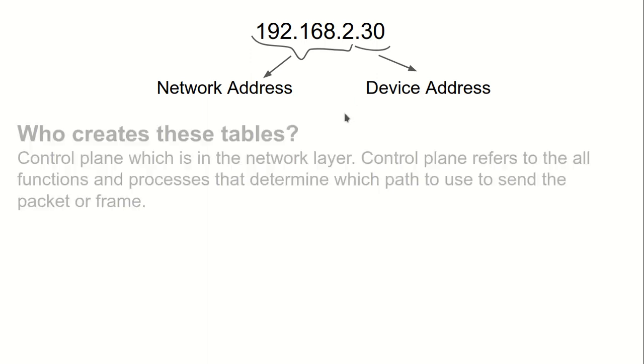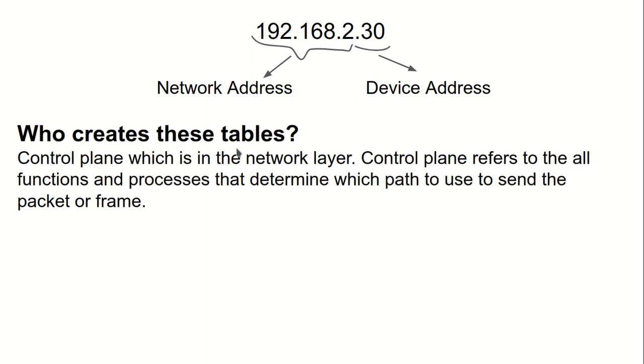So after that, who creates these tables? As we have seen that the routing table and the forwarding tables exist, but the question arises: who creates these tables? The control plane, which is in the network layer, creates these tables. Control plane refers to all the functions and processes that determine which path to use to send the packet or frame. So it will make sure which path to send the data.